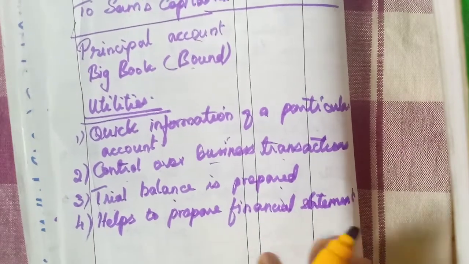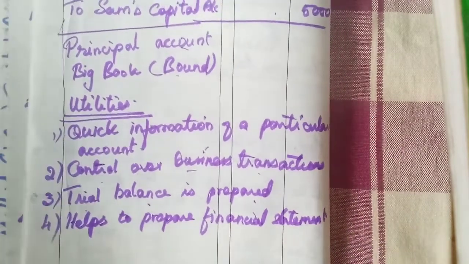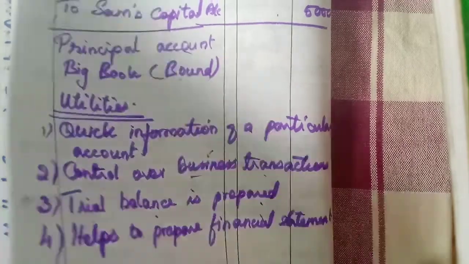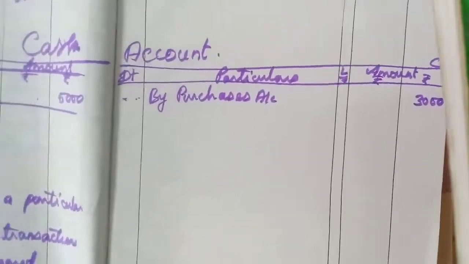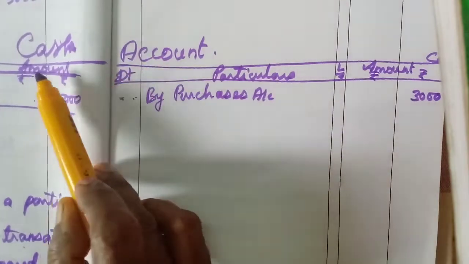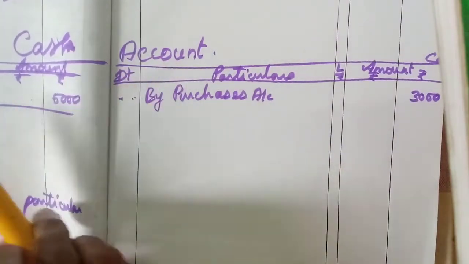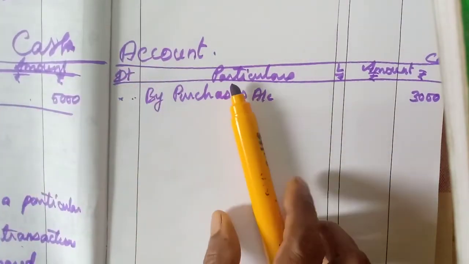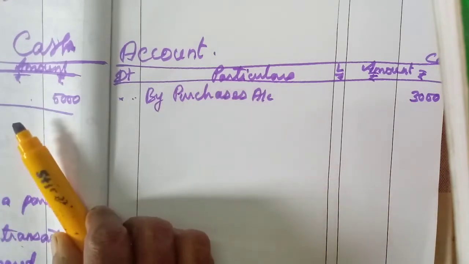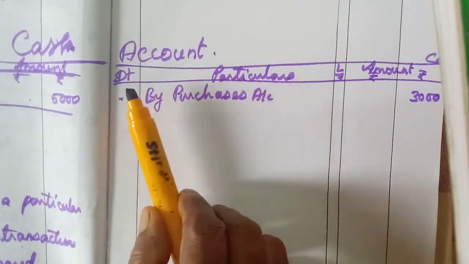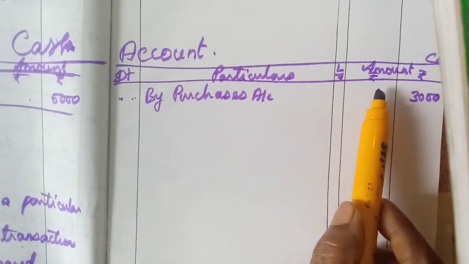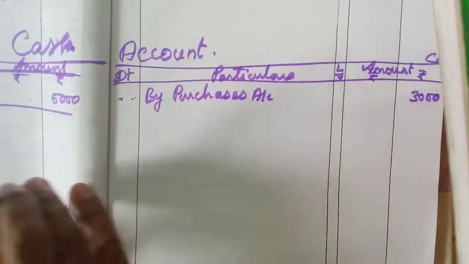Okay, now I have shown the format of ledger account, isn't it? I have shown you the cash account, the simple ledger account. You have to use both pages, right side page and left side page. Here, the date, particulars, LF, amount columns. In the same way, the left side also.